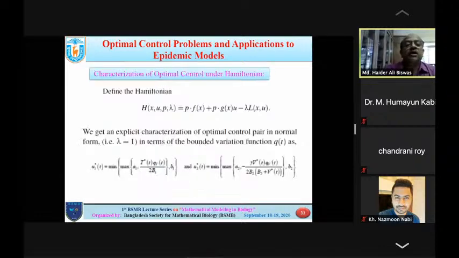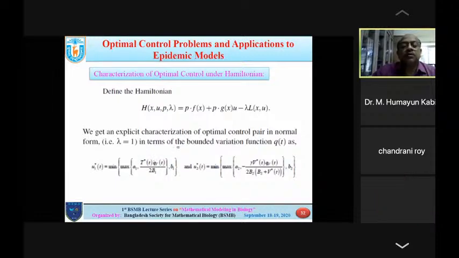And we also define the Hamiltonian function like this. Under the Hamiltonian function, the explicit characterization of optimal control in closed form, we find x1 star and x2 star in this case. It can be calculated analytically using the set of necessary conditions. But one important thing, we should know this lambda.